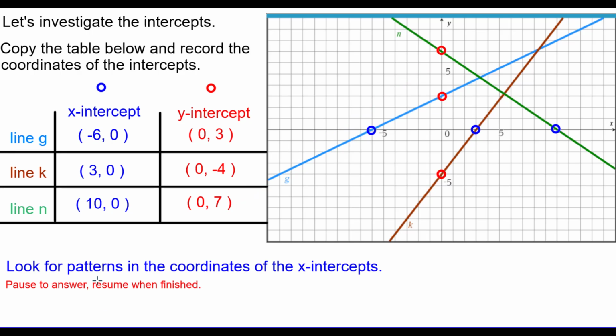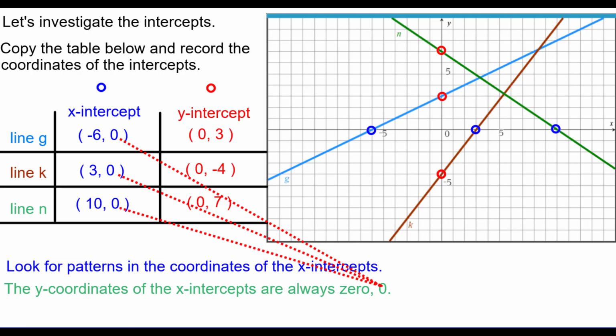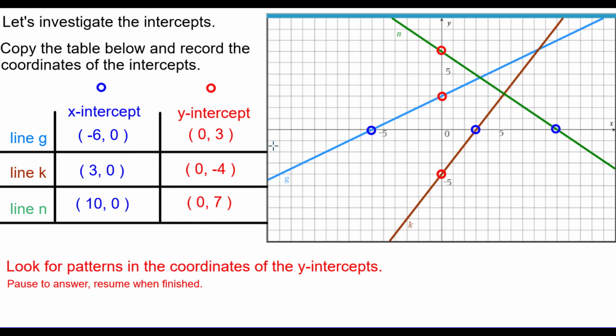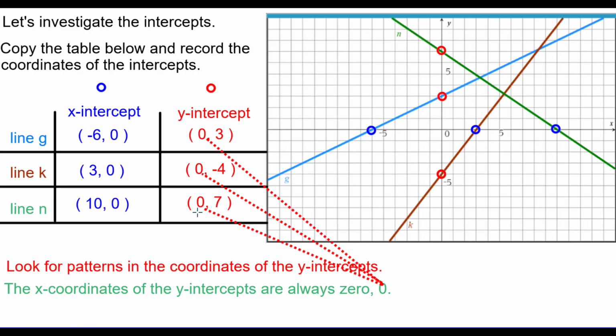We'd like you to stop and look for patterns in the coordinates of the x-intercepts and patterns for the coordinates of the y-intercepts. First, the x-intercepts. Pause to answer, resume when finished. So the y-coordinates for each of the x-intercepts are always 0. So look for patterns in the y-intercepts. Pause to answer, resume when finished. And the x-coordinates are 0 for each of the y-intercepts.